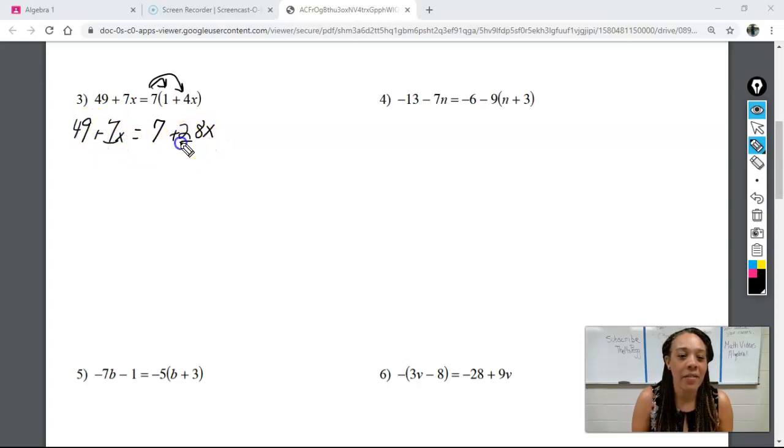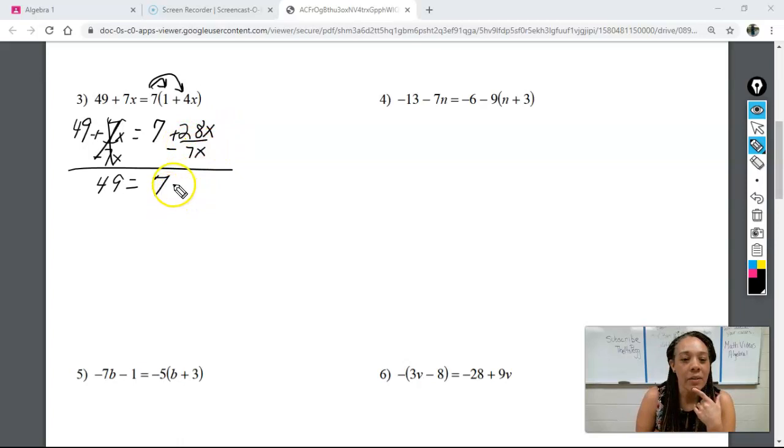I notice I have 2 x terms to combine. I'm going to do the easier math, looks like, to subtract 7x on both sides instead of working with that 28x. So I cross those out, 49 equals 7, and now here I have 28 minus 7, which will give me 21x. Okay? Box the variable and see what needs to go.